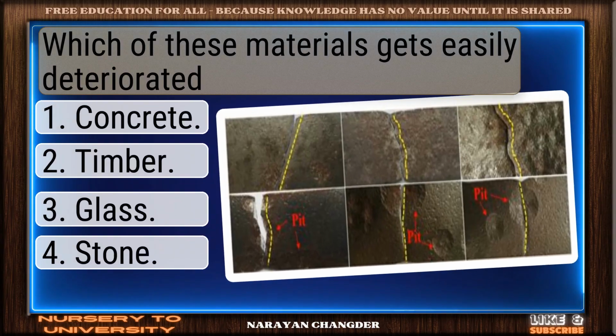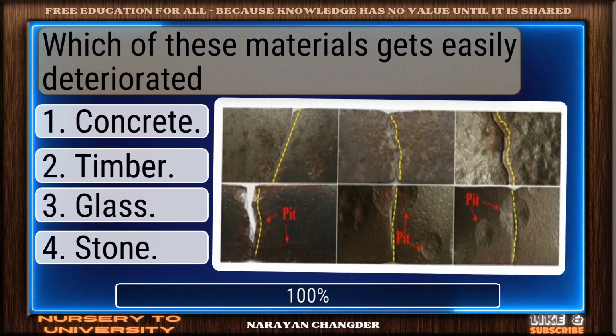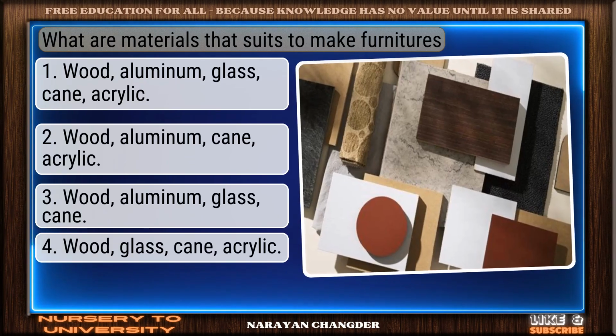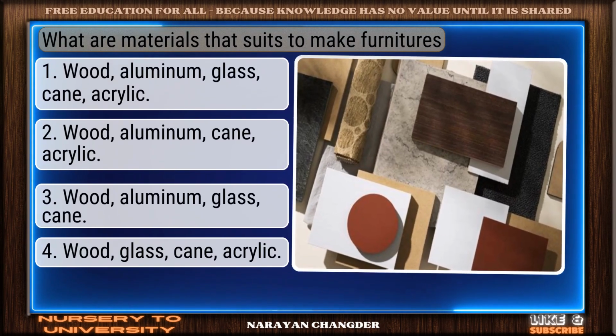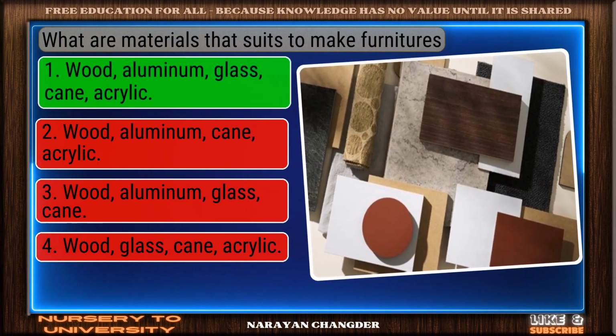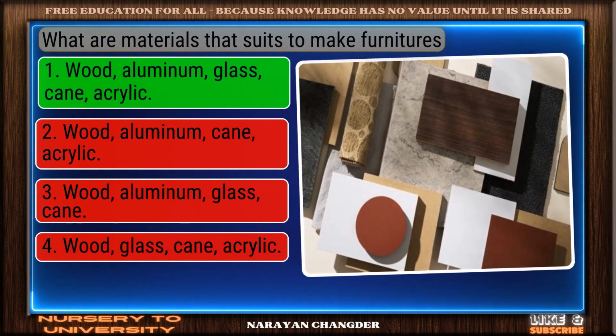Which of these materials gets easily deteriorated? Strong choice. Timber is the right answer. What are materials that suit making furniture? Exactly. Wood, aluminum, glass, cane, acrylic makes sense and it is right choice.